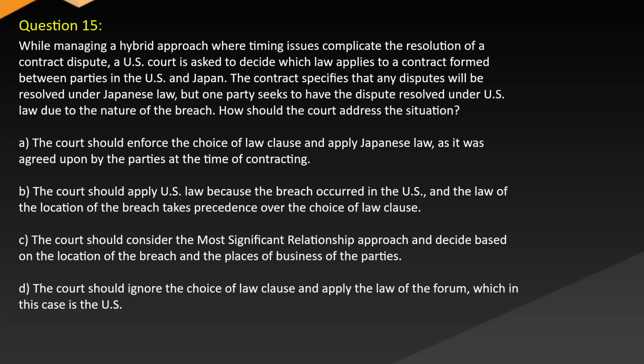A. The court should enforce the choice of law clause and apply Japanese law as it was agreed upon by the parties at the time of contracting. B. The court should apply U.S. law because the breach occurred in the U.S. and the law of the location of the breach takes precedence over the choice of law clause. C. The court should consider the most significant relationship approach and decide based on the location of the breach and the places of business of the parties. D. The court should ignore the choice of law clause and apply the law of the forum, which in this case is the U.S.